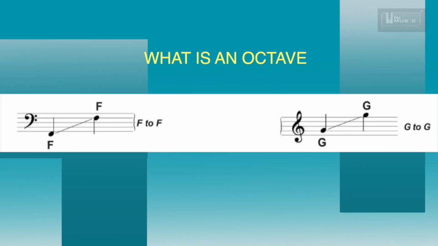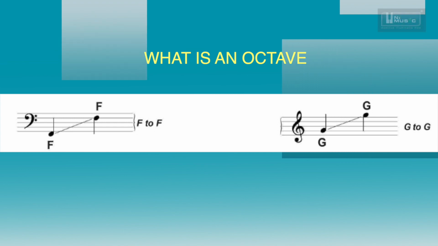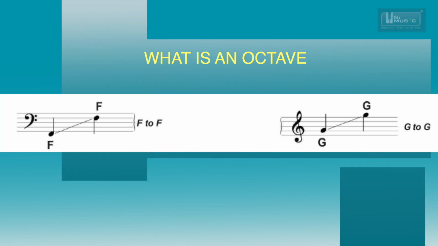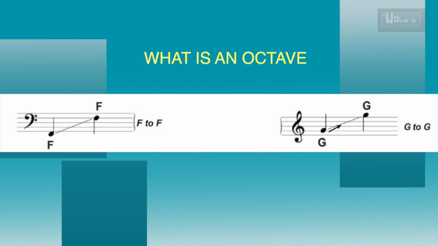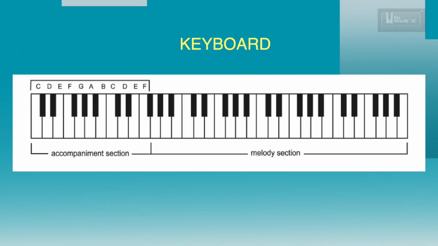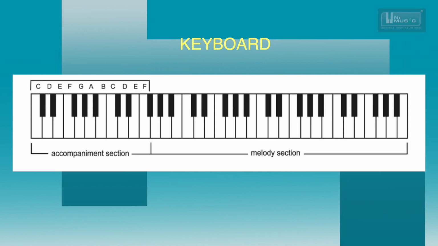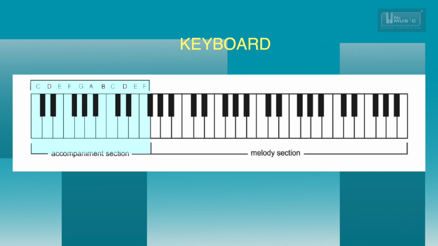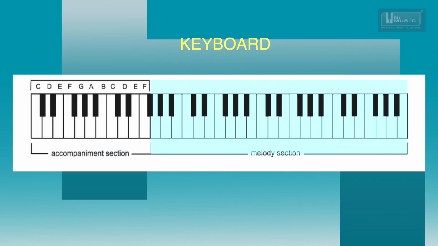What is an octave? An octave is the 8th note found either higher or lower than a particular note, that is, F to F or G to G. Look at your electronic keyboard. The keyboard has 2 sections. The accompaniment section is played using the left hand, and the melody section is played with the right hand.